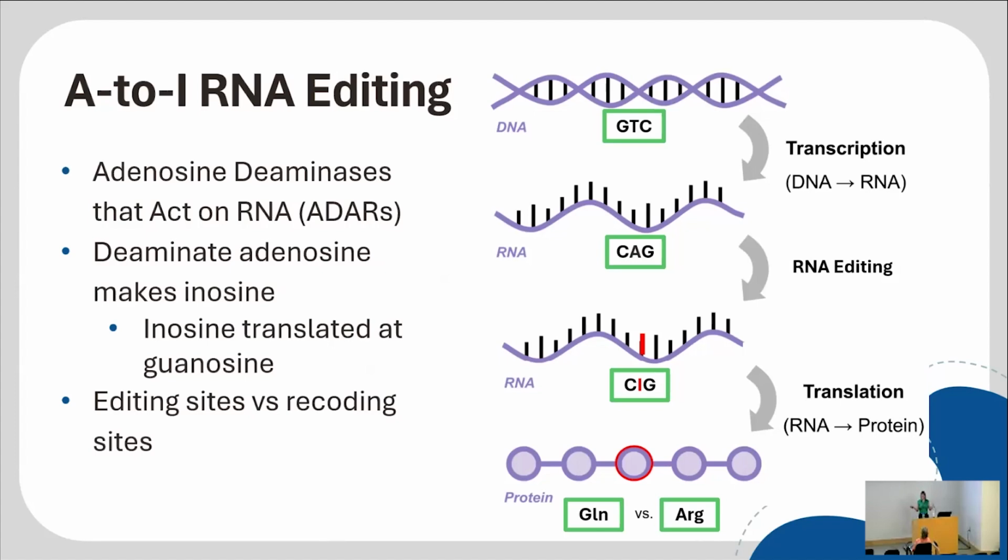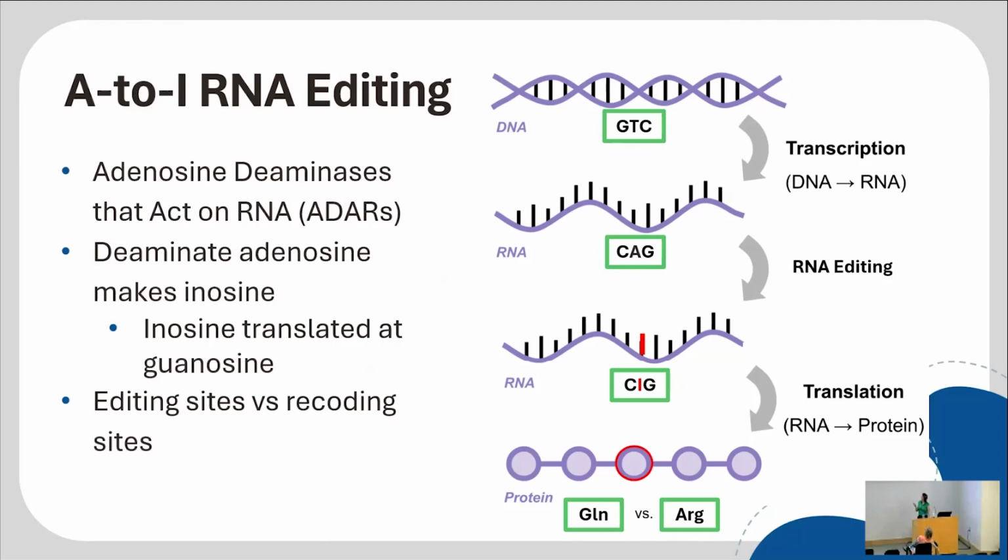But all organisms have RNA editing, and specifically A to I RNA editing. And I'll talk to you about why this is important in cephalopods in just a second. So A to I RNA editing is when an enzyme called adenosine deaminases that act on RNA, or ADARs for short, work on all of the A base pairs in their RNA to make inosine.